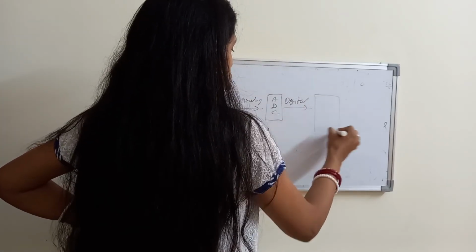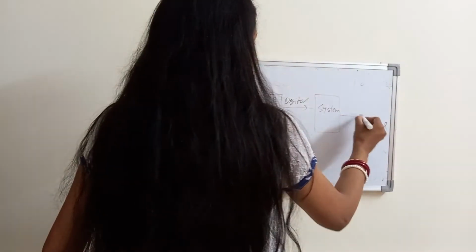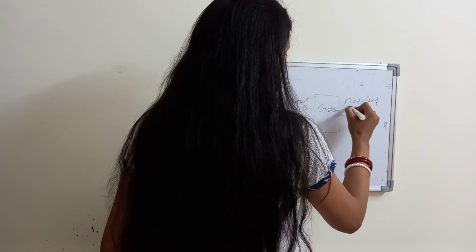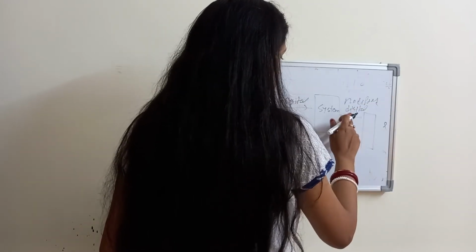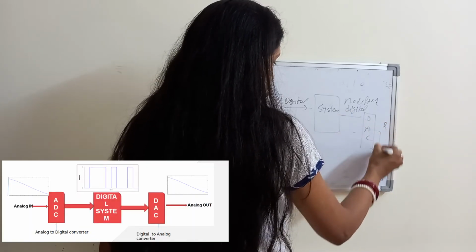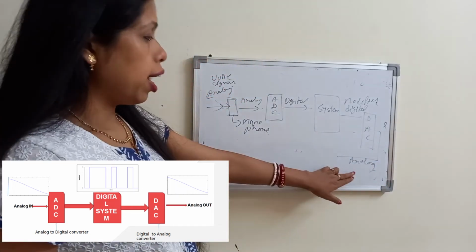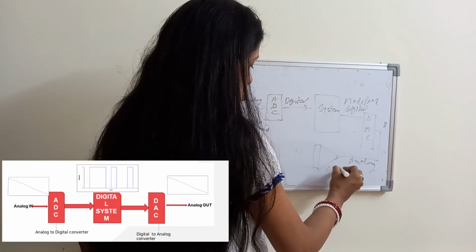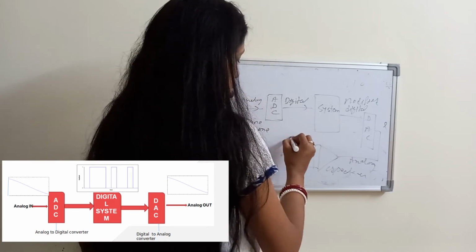Then it will enter into the system where amplification is performed. Here you will get the amplified, modified digital signal. After that, again this digital signal will be converted into an analog signal by a digital to analog converter. Here you will get the analog information, and that will be transferred into the loudspeaker as an amplified analog signal.